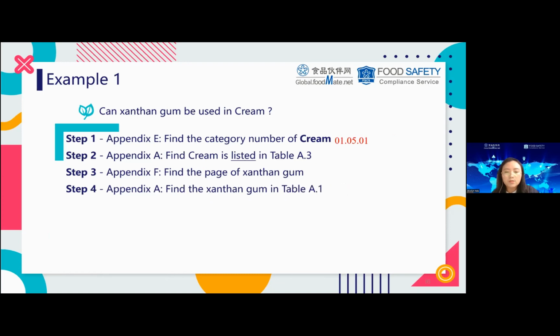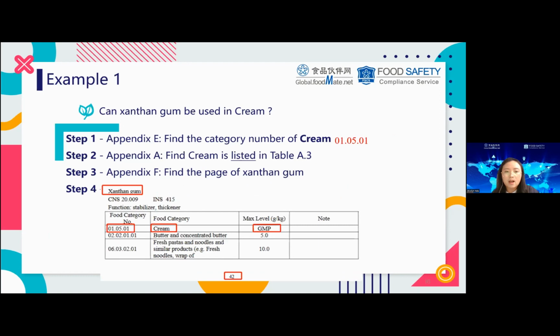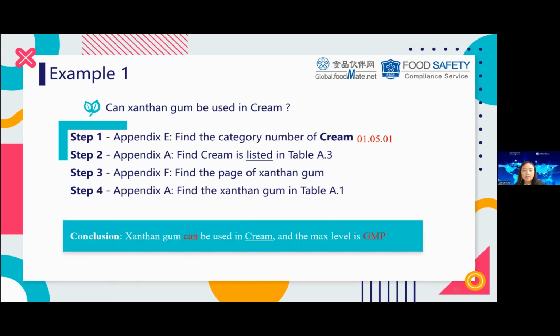So we go back to the Appendix A. We can find the xanthan gum, and the cream is also in this table. So the conclusion is the xanthan gum can be used in cream, and the max level is GMP.